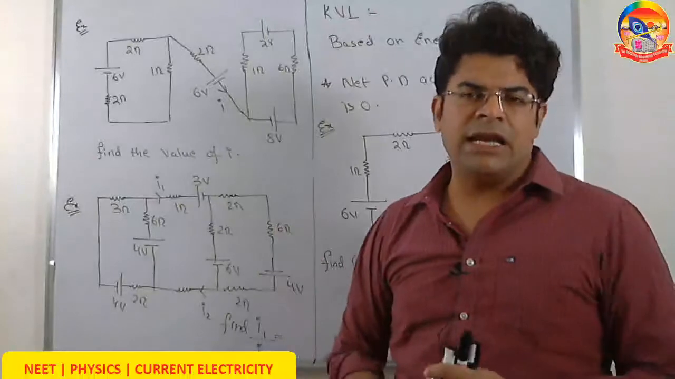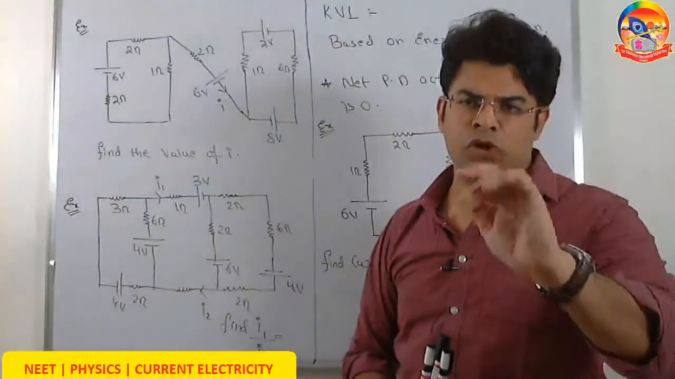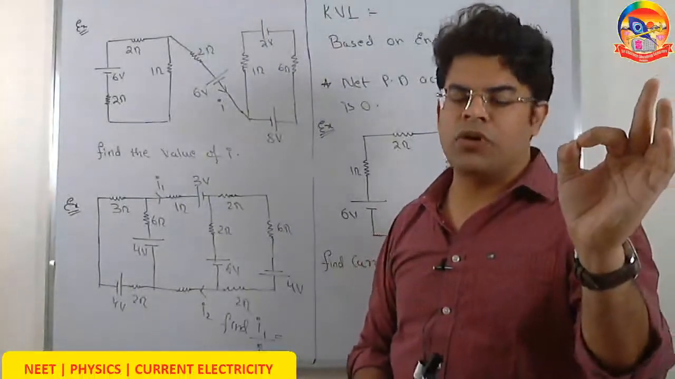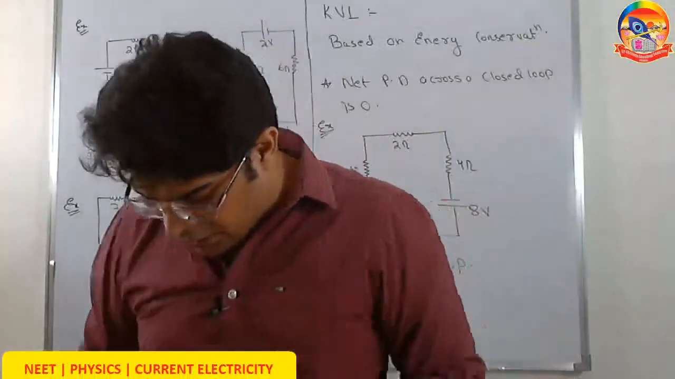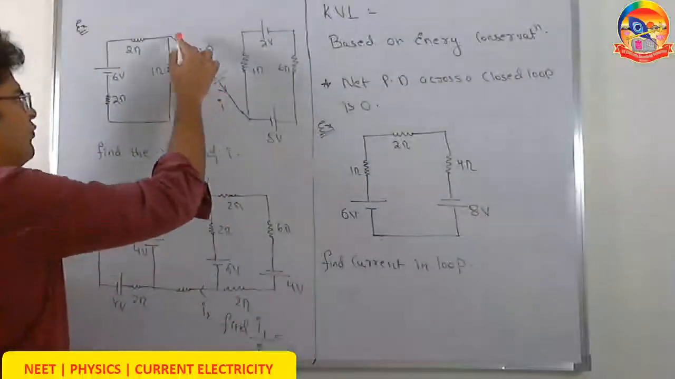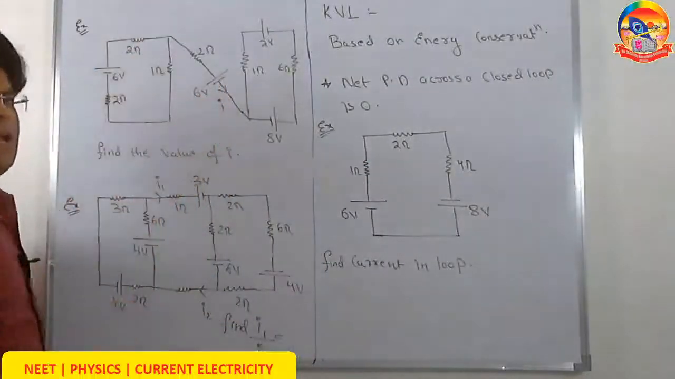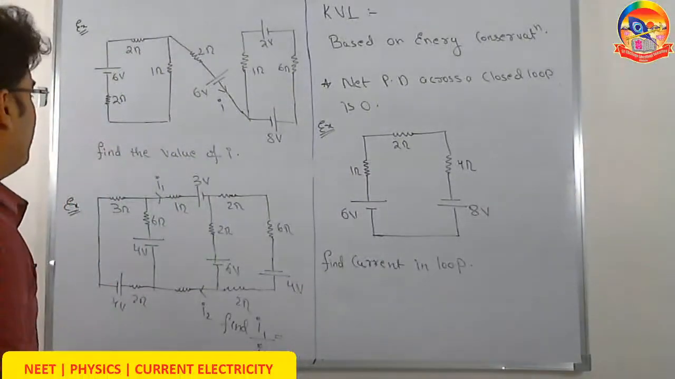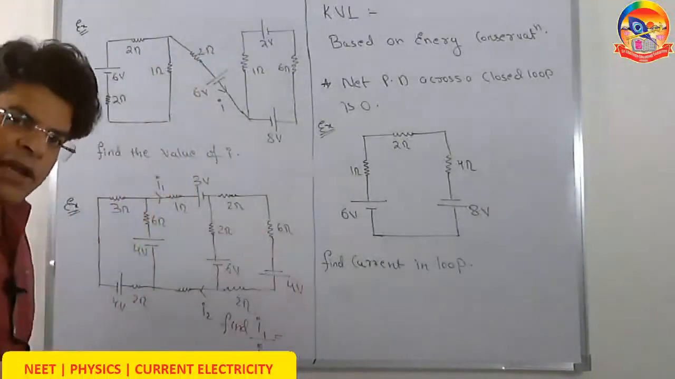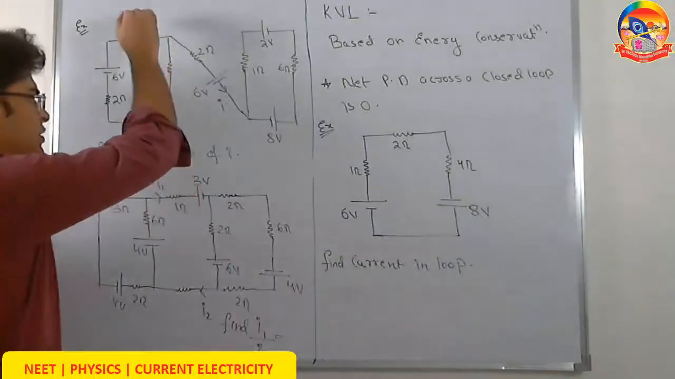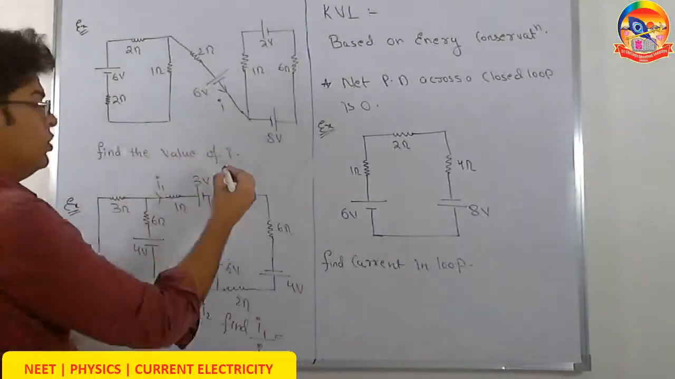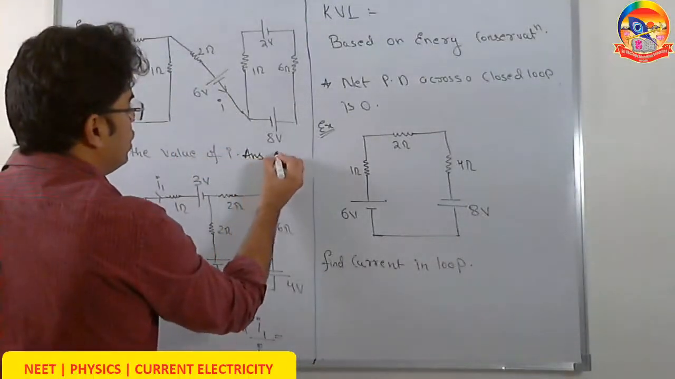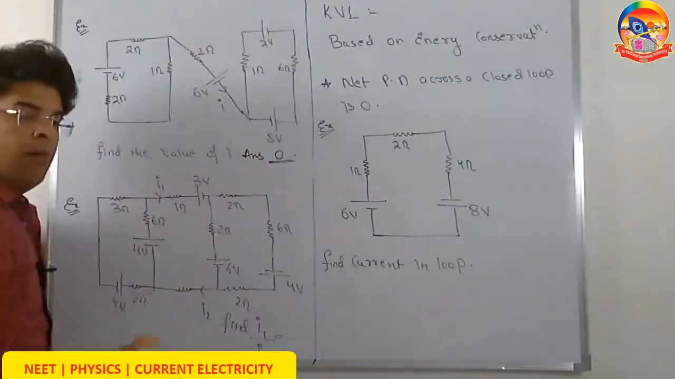I have just said that you can even extend KCL to a loop. The current entering the loop must be equal to the current exiting the loop. Now here, in the first loop, only this current I exits, there is no current entering. If the current entering is 0, then the current exiting must also be 0. So the answer is straightforward, the answer is zero. No current will come out.